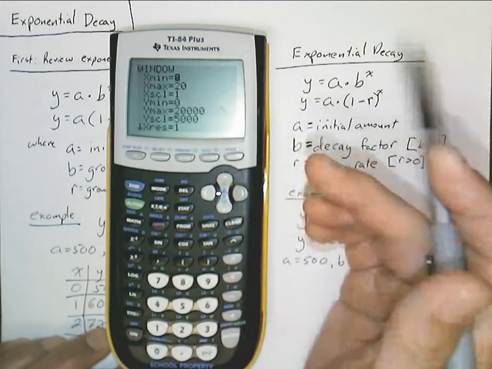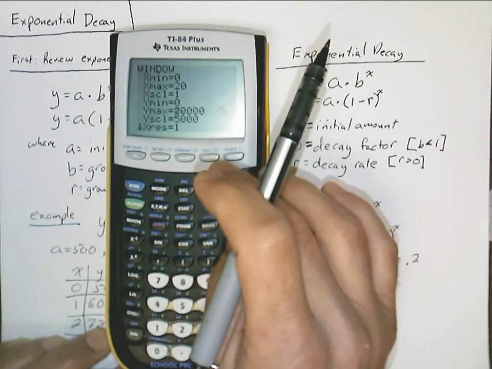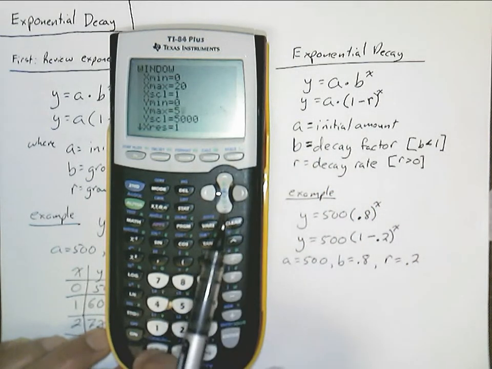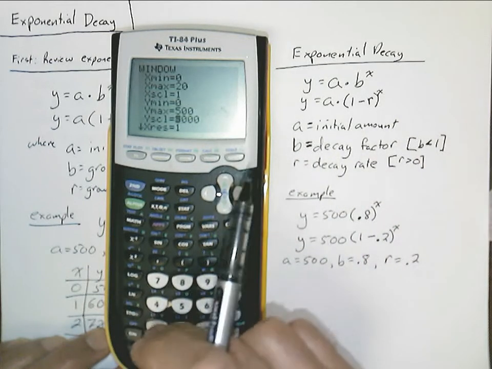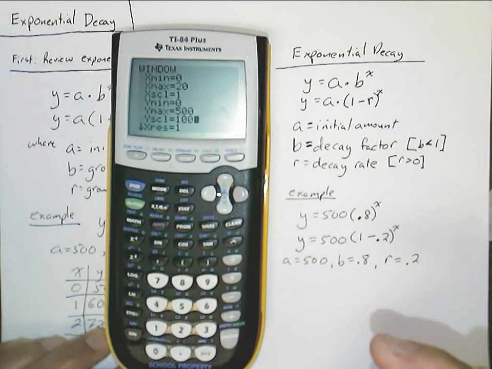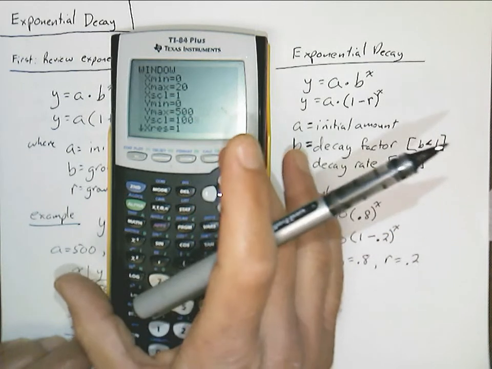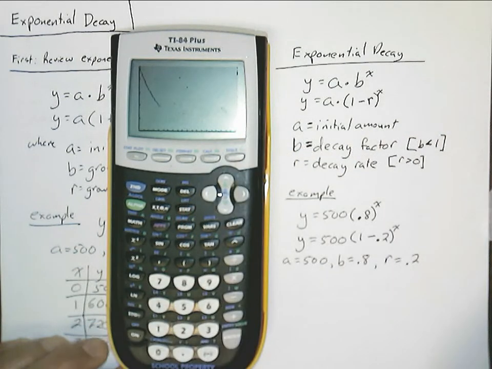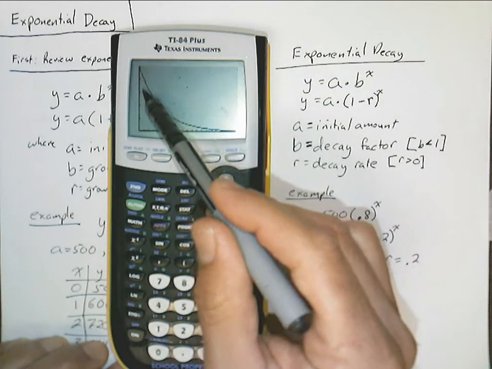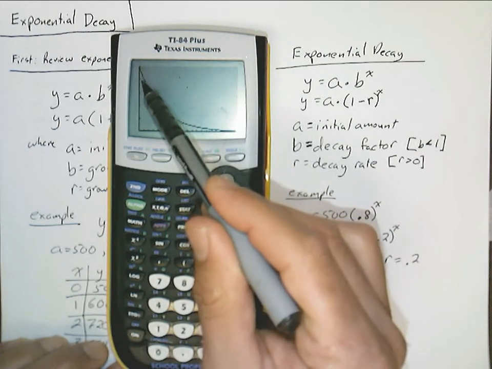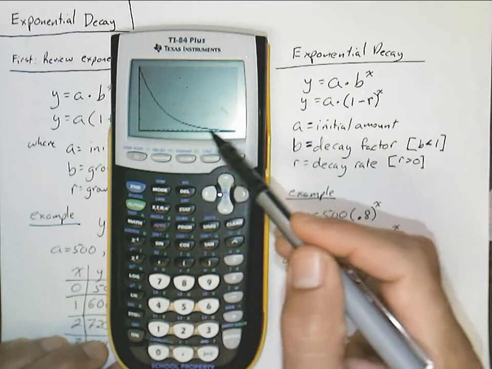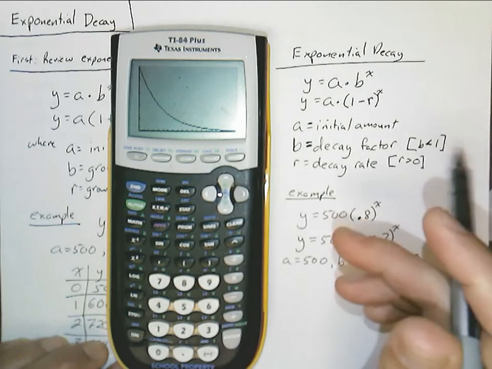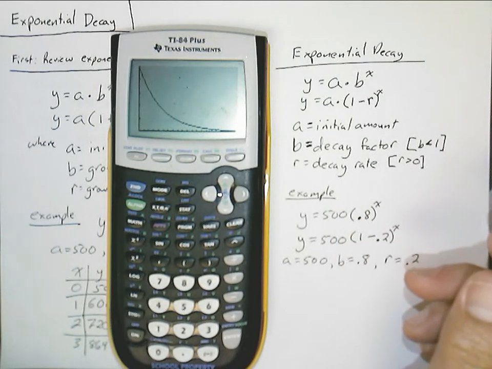We'll go at 20 years or 20 time periods again. The y max, let's put that at 500 because we're decaying from 500. And we put a tick mark every 100. And let's see what kind of graph we get here. And there we see our nice exponential decay. Still an exponential curve, but now it's decreasing as time passes. Getting closer and closer and closer to 0. Not a big deal. That's all exponential decay really is.